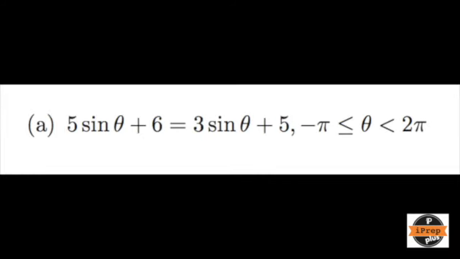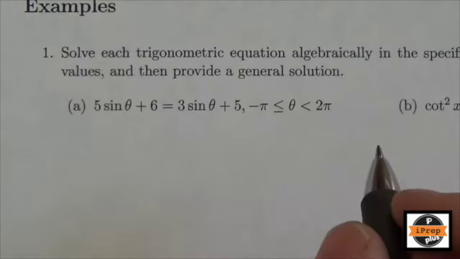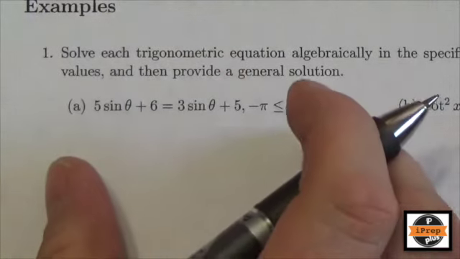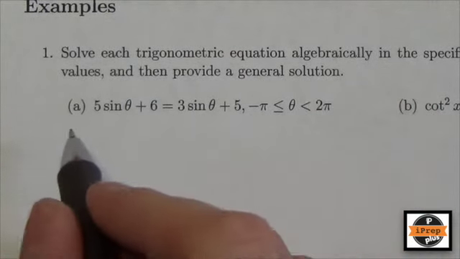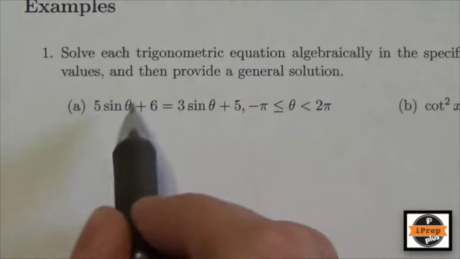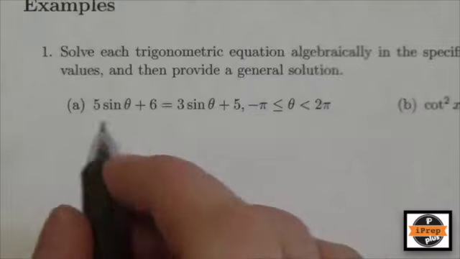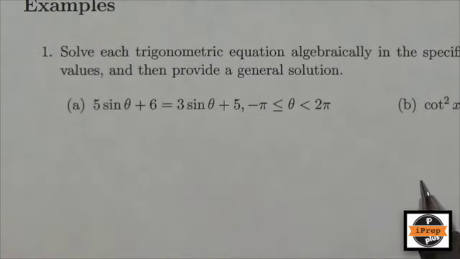Solve 5 sine theta plus 6 is equal to 3 sine theta plus 5, where theta is between negative pi and 2 pi. So this first question that we're going to solve here, it's not as complicated as some of the other ones are going to be, because it's more of a linear function. The function with the variable in it, there's no square, there's no cube. It's just sine of theta here.